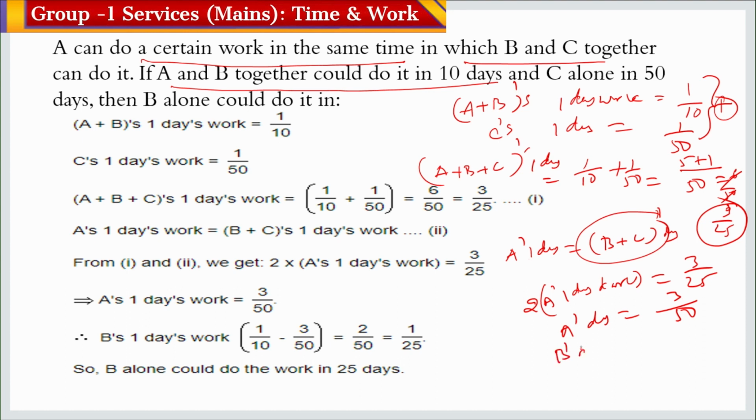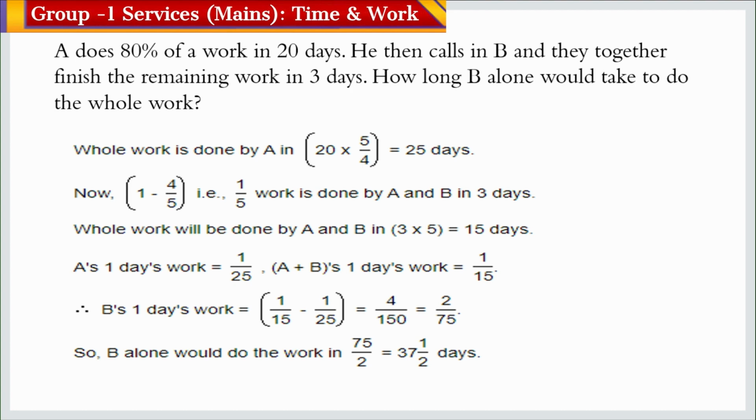So, B's 1 day work is how much? A plus B is 1 by 10 minus 3 by 50. LCM is 50. It is 5 minus 3, 2 by 50, 1 by 25. Correct? Okay. What is required here? B alone can do the work in how many days? B can alone do that work in 25 days. Correct? In this manner, you can calculate the work done by B alone. Now, shifting to the next question.